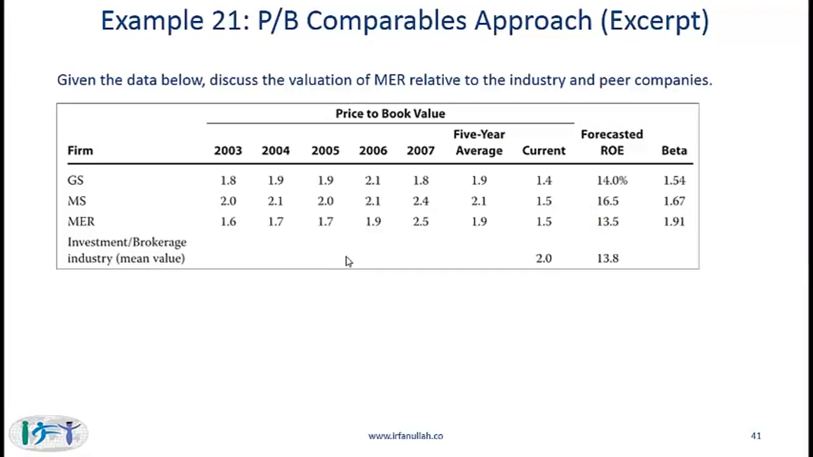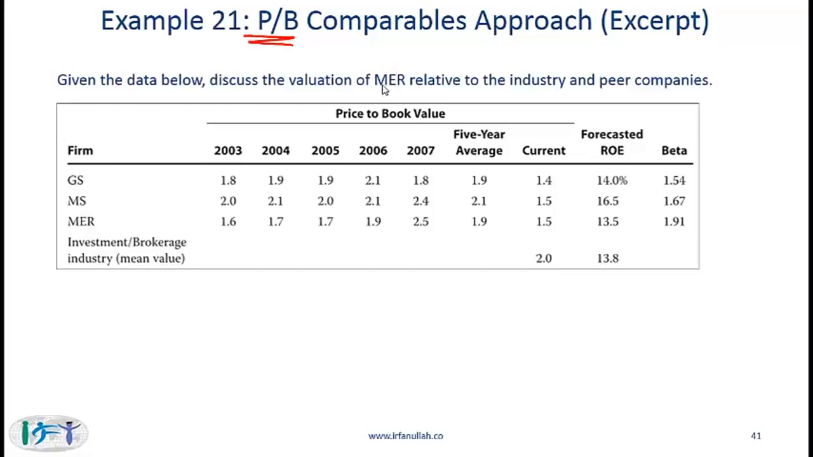All right. Now, PB using the comparables approach. The concept is similar to what we've talked about earlier with PE. You look at a set of comparables and then you look at whether the price to book for your target company is higher or lower than the price to book for the comparables.